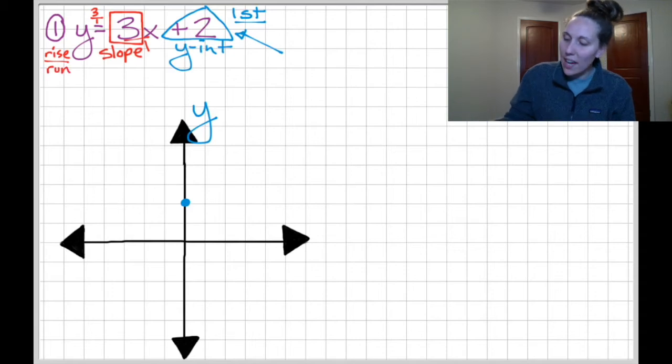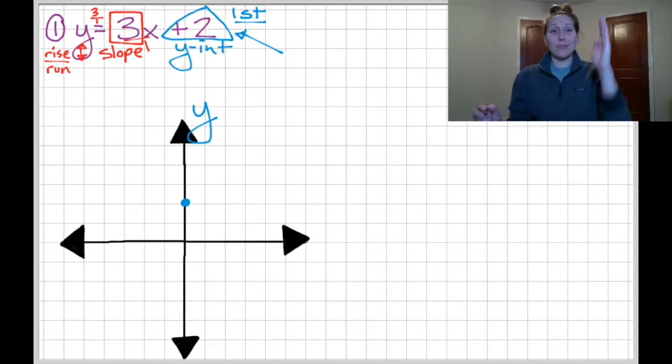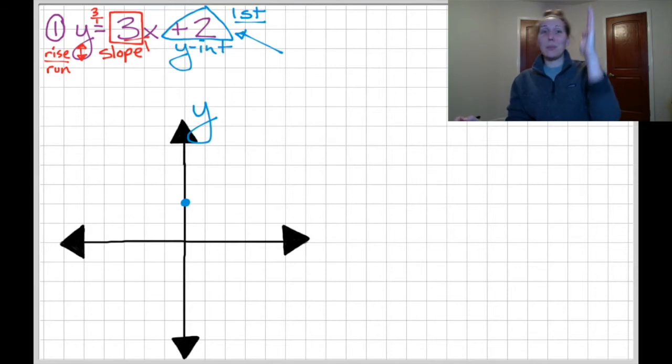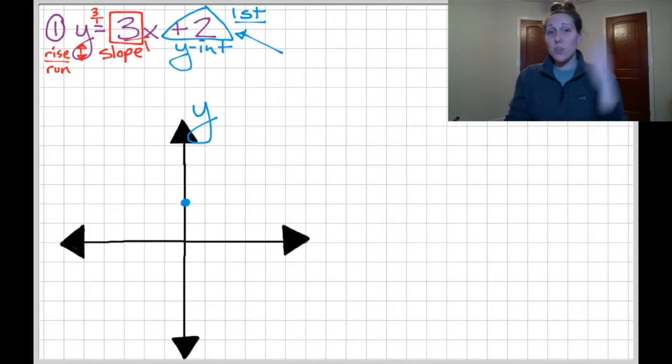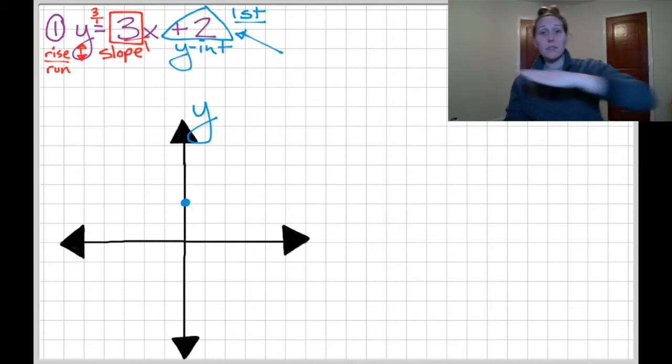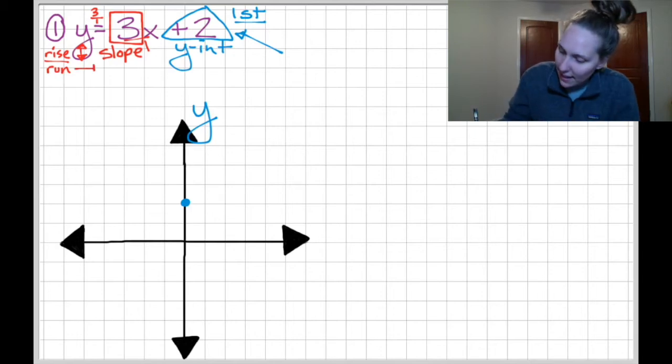And even though we say rise, that really just means moving up and down. So even though we're saying rise, it could actually be drop, okay? So if there's ever a negative, it says rise, -1, it really means just drop 1. So we have rise is what we're always going to do first with the number on top, and then run just means move side to side.